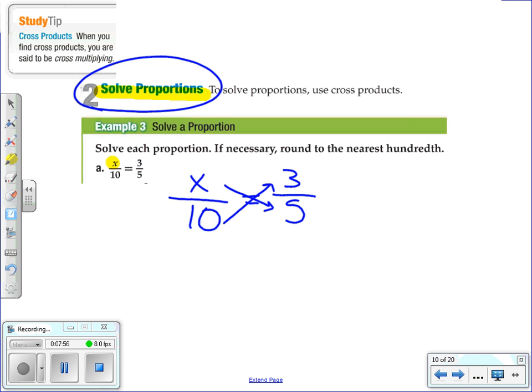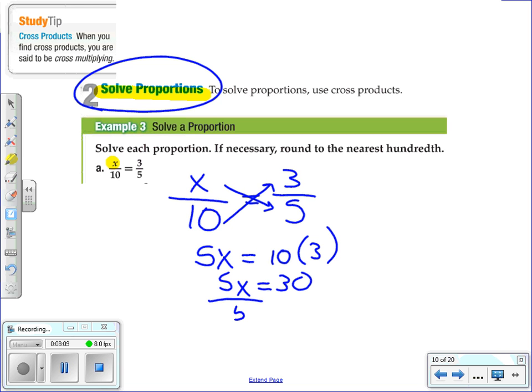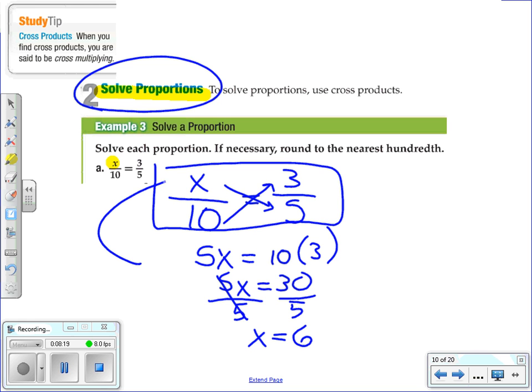And we'll go x times 5 is 5x, right? And 10 times 3. So 5x equals 30. And to solve for x, I'm going to divide both sides by 5. And in fact, I see that x equals 6. So to make this proportion true, x must be 6.